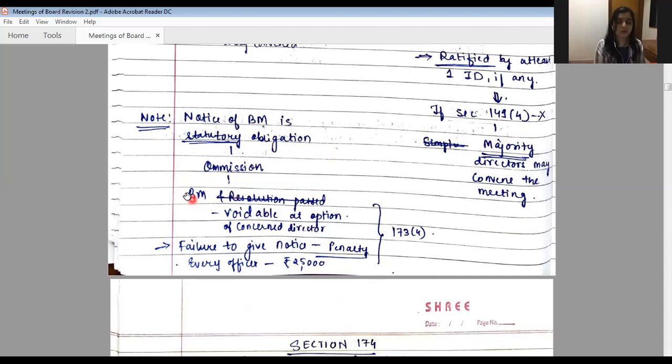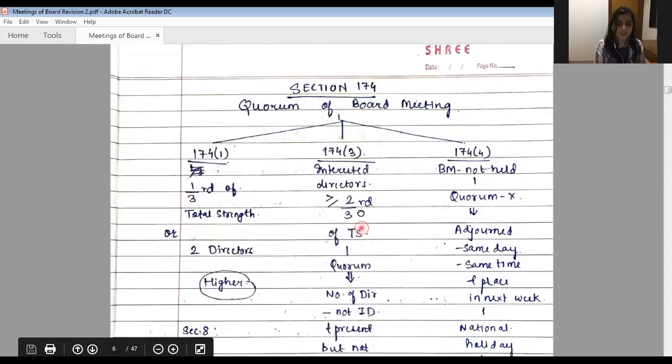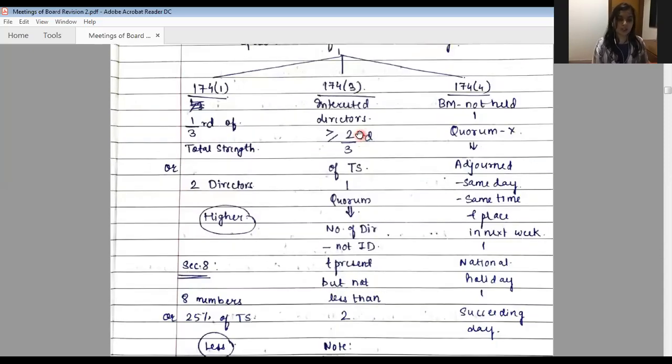In case of omission to give the notice of board meetings to any of the directors, it shall be voidable at the option of the concerned directors. And for the failure to give the notice, every officer shall be penalized rupees 25,000. The next section is section 174, quorum of board meeting.